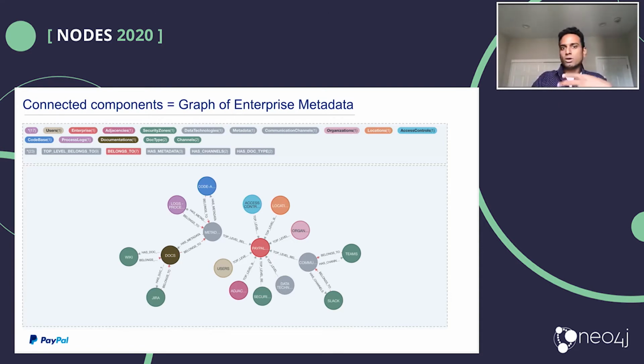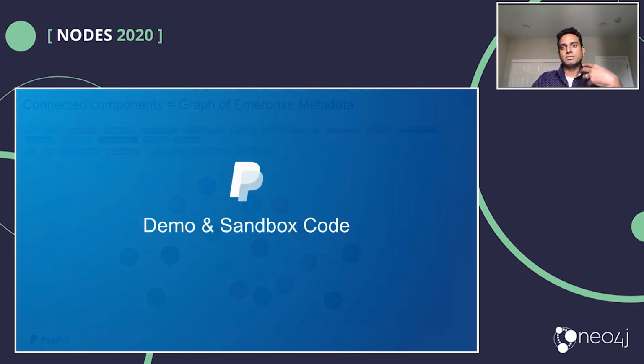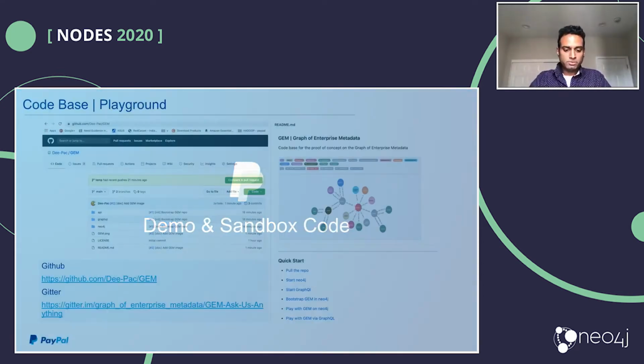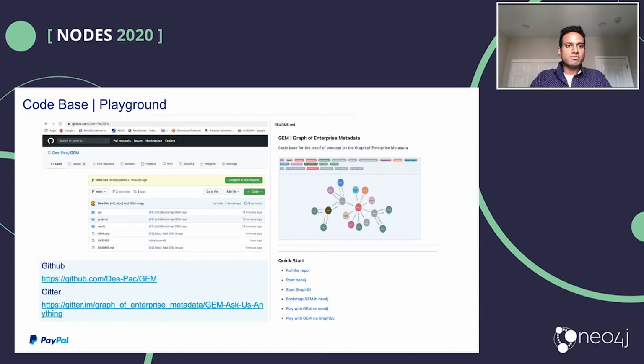We have started with a small sandbox code and a demo. Basically, it's a proof of concept. And this is also out on GitHub. We have prepared a playground for everybody to experience this firsthand. After this talk, you can go to the graph of metadata code base, bootstrap the Neo4j Docker, start a GraphQL interface, and play around with it.